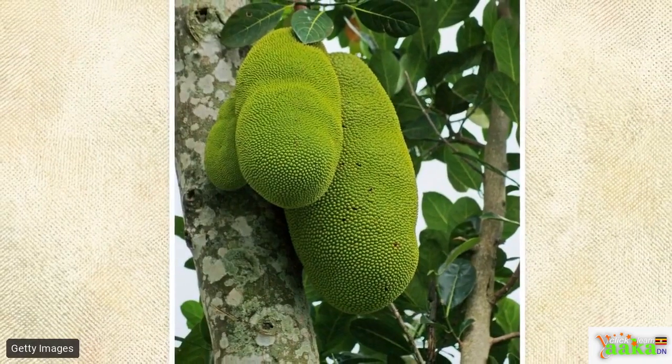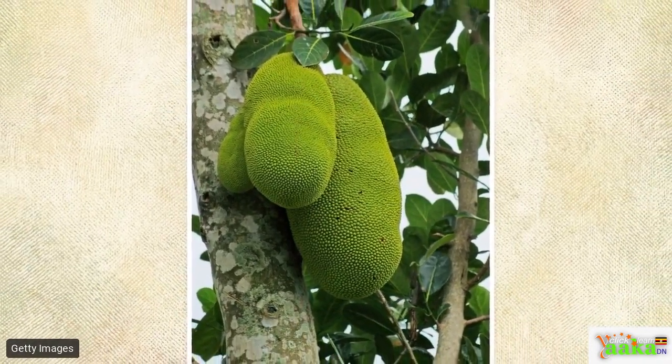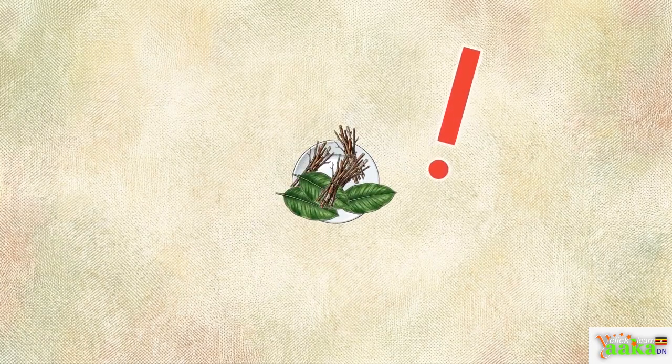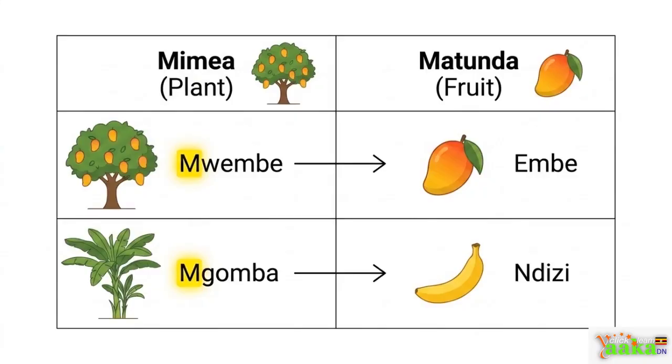Look at this jackfruit. In English, we often use the same word for the fruit and the tree. In Kiswahili, doing that might mean you end up ordering a plate of wood and leaves. Here is a comparison table showing the plant, or Mimea, on the left, and the edible fruit, or Matunda, on the right. Notice how the names change.